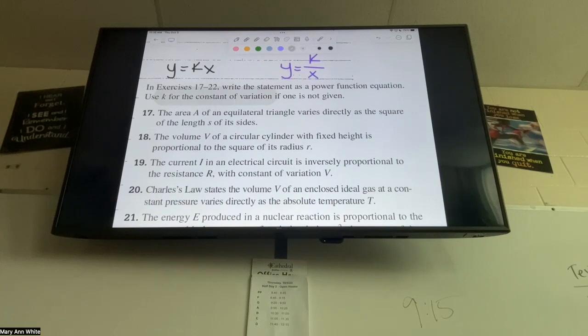The first one says area A of an equilateral triangle varies directly as the square of the length s of its side. So first thing I see the word direct variation. So that means I'm going to use my direct variation. My y I can replace with that A for area. I don't know what its constant is. It doesn't give me a constant, so we're just going to use k. And then my x is the s for sides, and it does say the square of the length of s. So s squared.